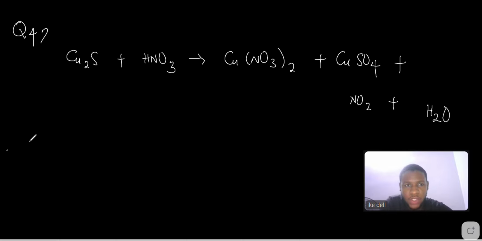How would you approach this question? You can see that on the left hand side you have copper, 2 atoms of it in that CuS there, and then on the right hand side you have copper here and then copper in the copper sulfate, and then you have HNO3 on the left hand side and then some nitrates around.